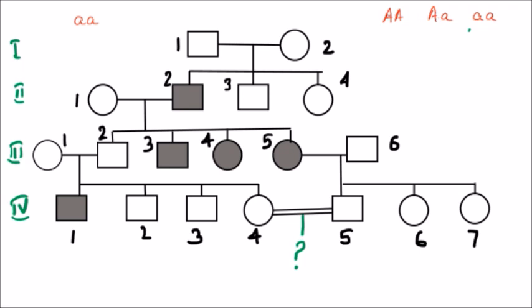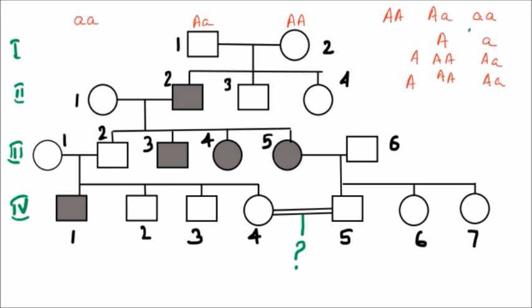Let's see the first condition, when both of them are homozygous dominant. In that case, obviously none of the recessive alleles will pass to their generations. The second condition is that one of these phenotypically normal parents is heterozygous and the other is homozygous dominant. In this case, we will have AA, Aa, AA, Aa.